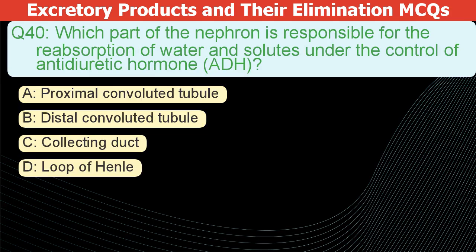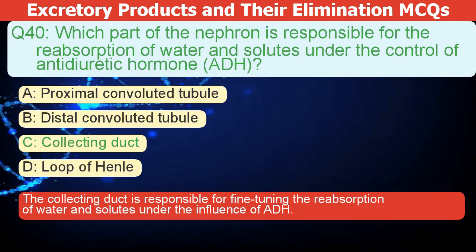Which part of the nephron is responsible for the reabsorption of water and solutes under the control of antidiuretic hormone, or ADH? A. Proximal convoluted tubule. B. Distal convoluted tubule. C. Collecting duct. D. Loop of Henle. The correct answer is C. The collecting duct is responsible for fine-tuning the reabsorption of water and solutes under the influence of ADH.